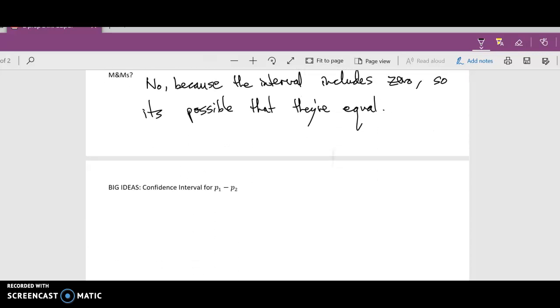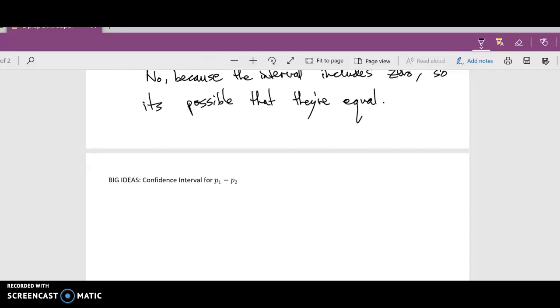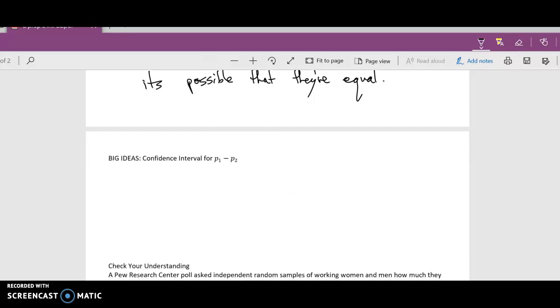Okay, so big ideas for confidence intervals for P1 minus P2. So we're going to use our bookmark site where X1 is number. I don't think we want this. It's more like fruit.